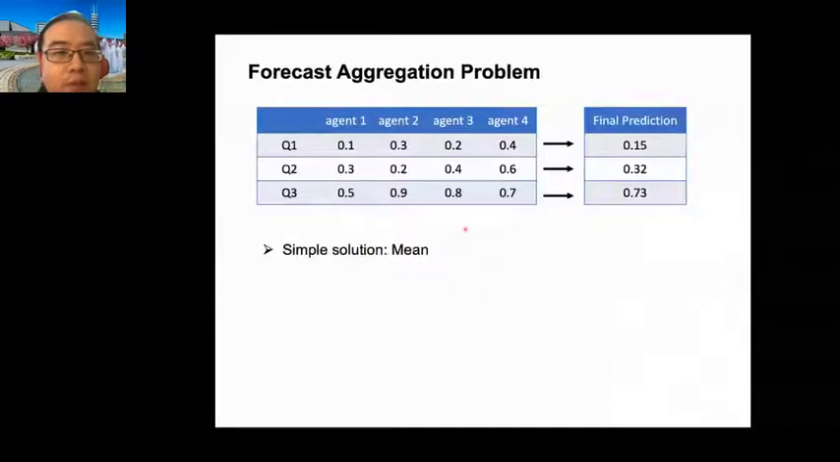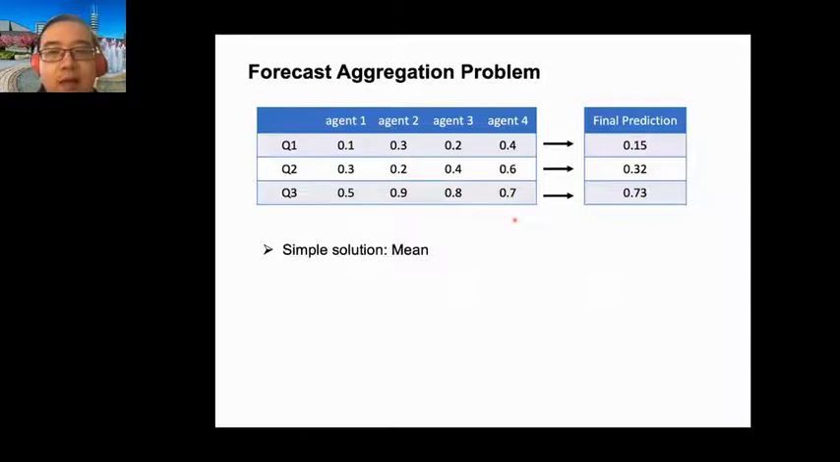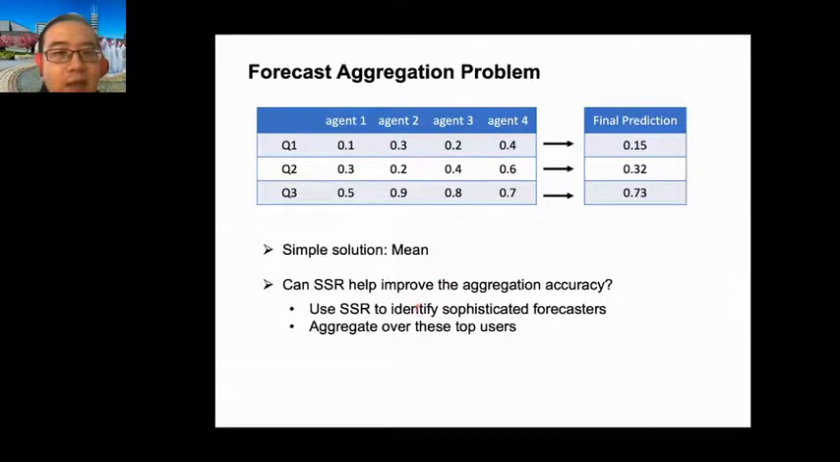The problem formulation is very simple. We have predictions from a set of human forecasters on a set of forecasting questions, and we want to aggregate these predictions into a final prediction for each question. An example solution is the mean. We ask: can SSR help improve the aggregation accuracy?